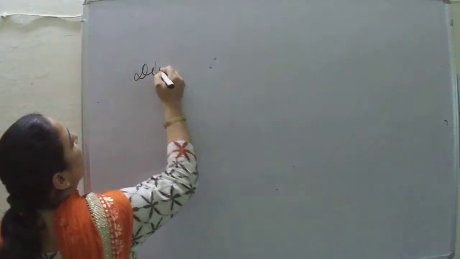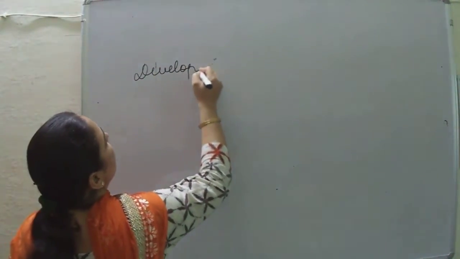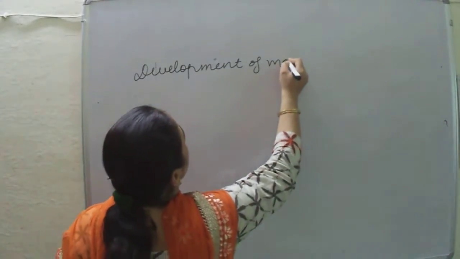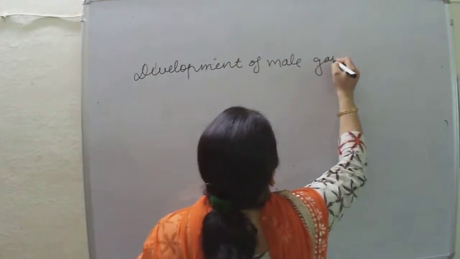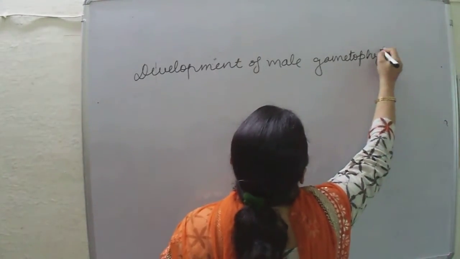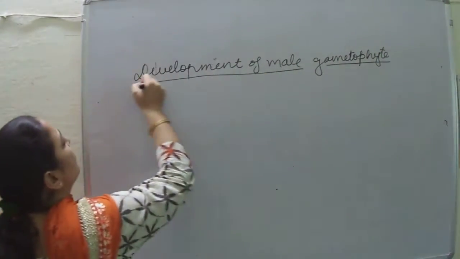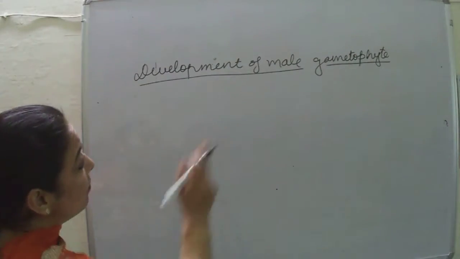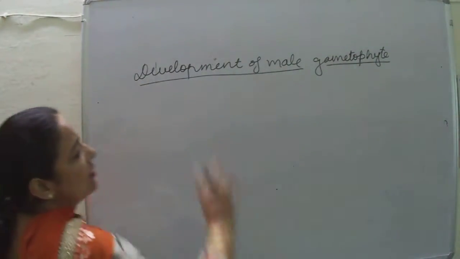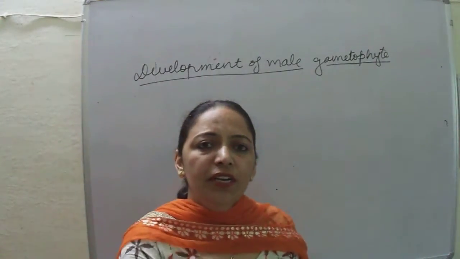Now next is the development of male gametophyte. How does the male gametophyte develop? It divides. We can study the development of male gametophyte in 2 steps.